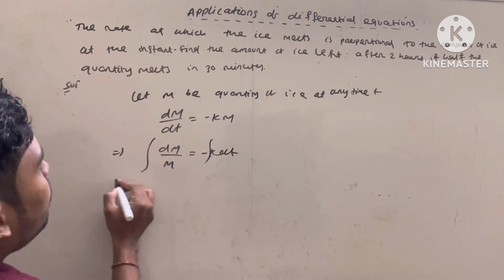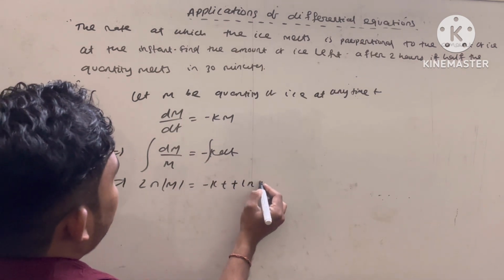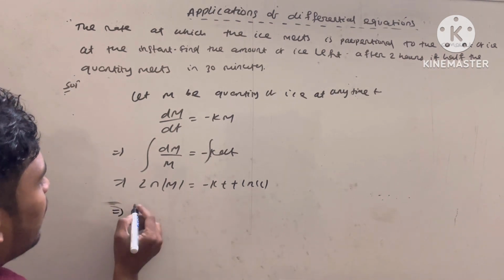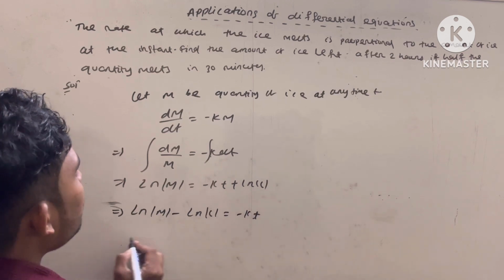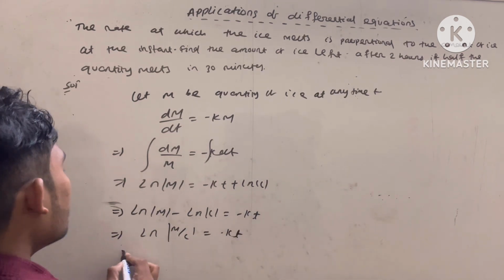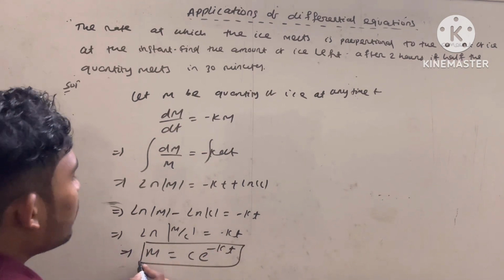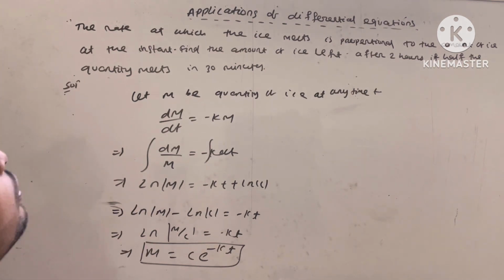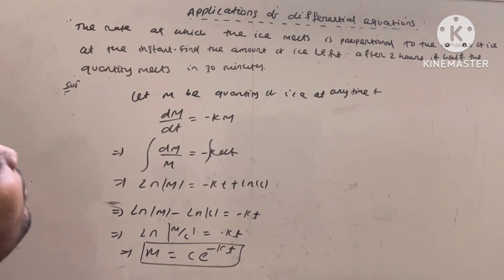Taking integration on both sides, this is ln m equals minus kt plus ln c. So ln m minus ln c is equal to minus kt. So ln (m/c) equals minus kt, and you get m equals c e to the power minus kt. So this is the solution, right? Now look at the data: half of the quantity melts in 30 minutes.